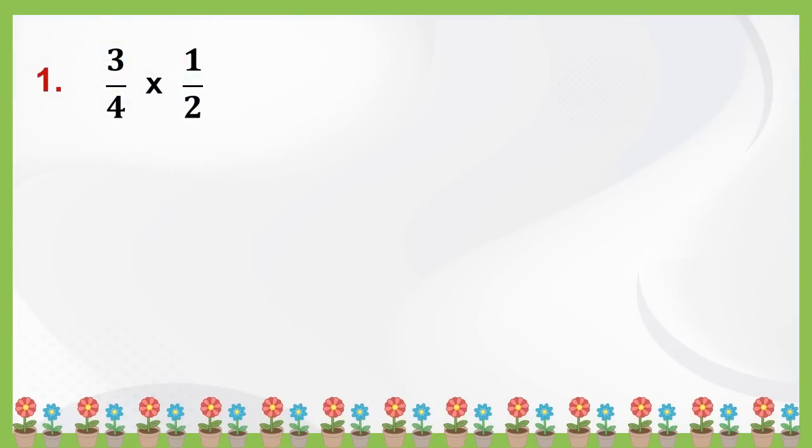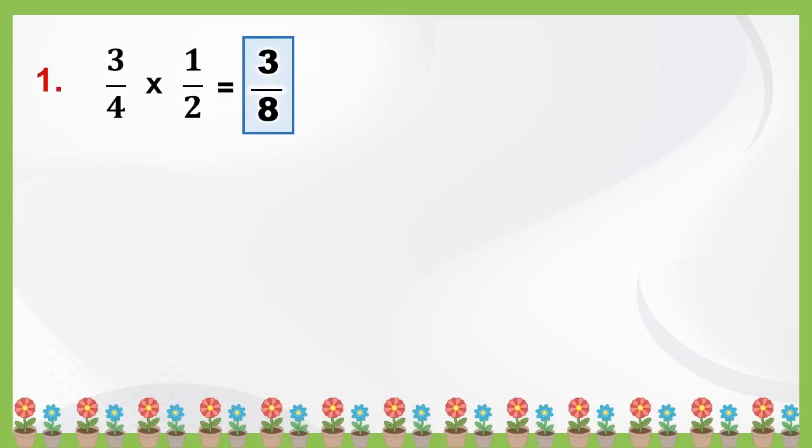Number 1. 3/4 times 1/2. So these are simple fractions. To multiply these fractions, you have to multiply first the numerators. So 3 times 1 equals 3. And then multiply also the denominators. 4 times 2 equals 8. So the answer is 3/8.